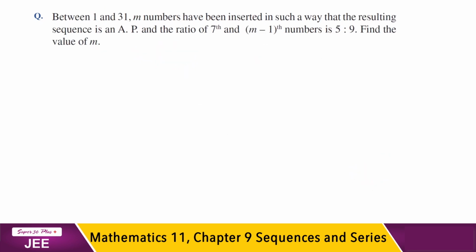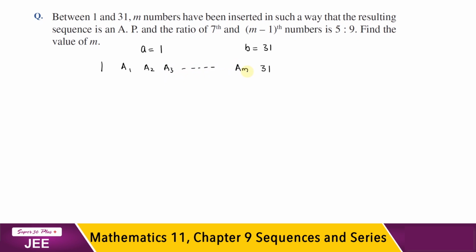Alright, let's move to our next question. The question says: between 1 and 31, m numbers have been inserted in such a way that the resulting sequence is an AP, and the ratio of the 7th and (m-1)th numbers is 5:9. Find the value of m. So we have been given two numbers. The first number is 1 and the second number is 31, and between these two numbers we have inserted m arithmetic means.